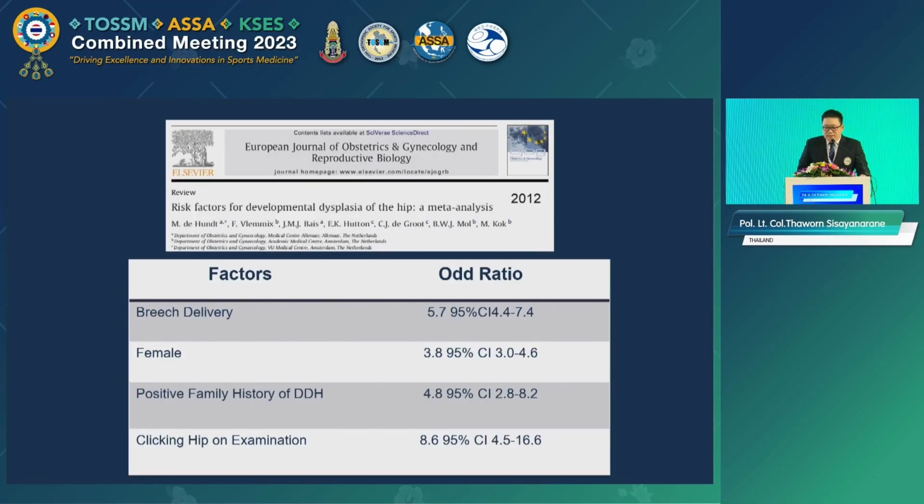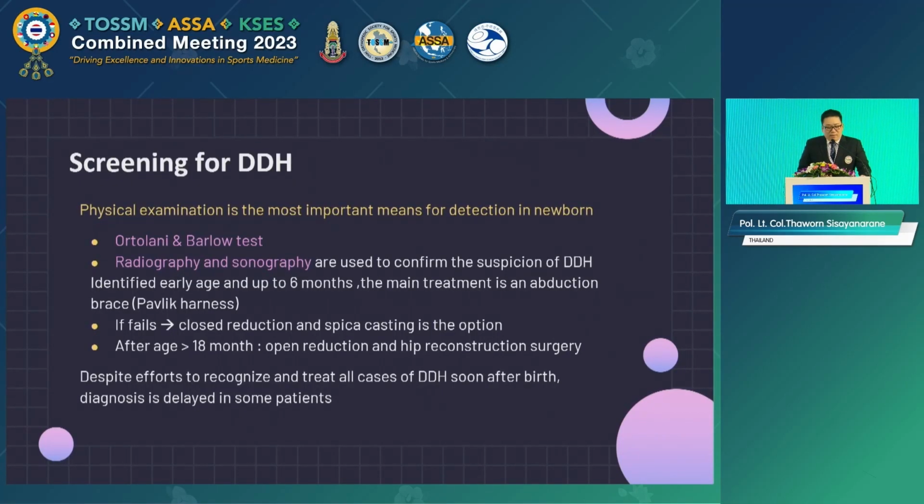This 2012 literature reports that breech delivery, female sex and positive family history for DDH have a higher odds ratio for developing dysplasia. For infants and newborns, the highest odds ratio in this report is for physical examination showing clicking of the hip. But this is for the infant and newborn. It is important to screen for DDH since birth.